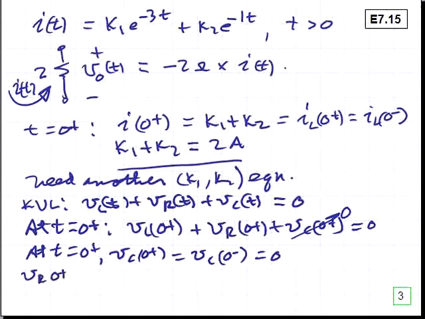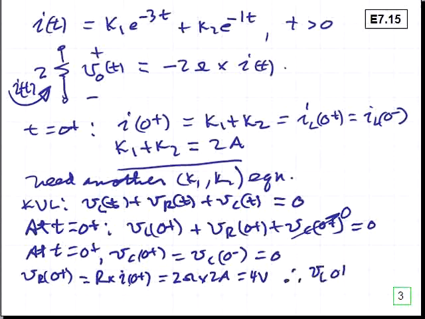VR at 0 plus is equal to R times I at 0 plus. This is equal to 2 ohms times 2 amperes is equal to 4 volts. And the result then is that our VL at 0 plus from our loop equation is equal to minus 4 volts. So we have an expression for the inductor voltage at time 0 plus.